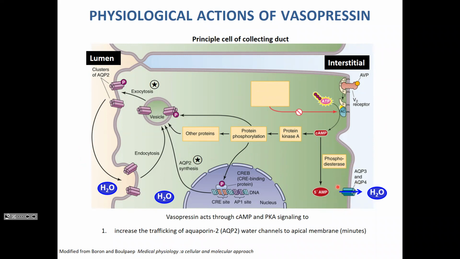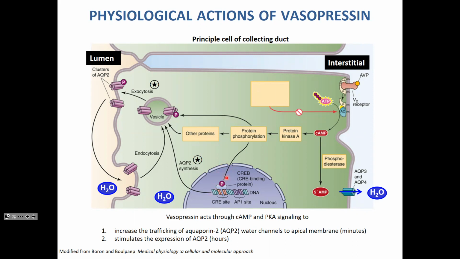These aquaporin 3 and 4, different isoforms, are constitutively active. So that's going to be the short term. In the long term, protein kinase A can also phosphorylate a transcription factor called CREB. That stands for cyclic AMP response element binding protein. This is a transcription factor. When it's phosphorylated, it can go into the nucleus.